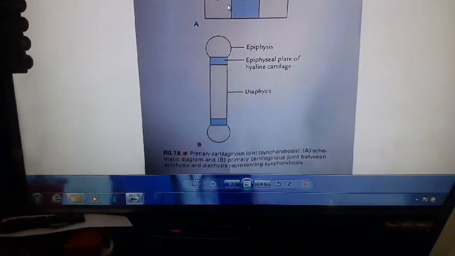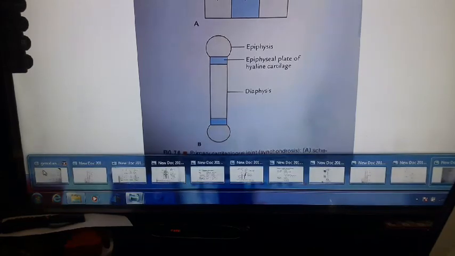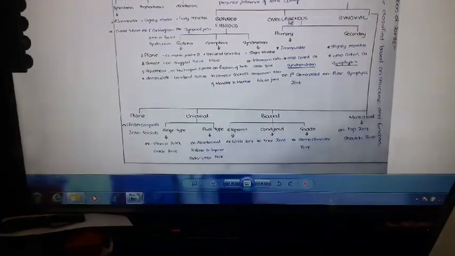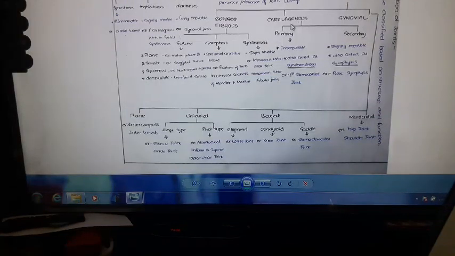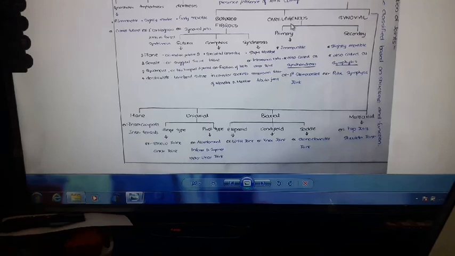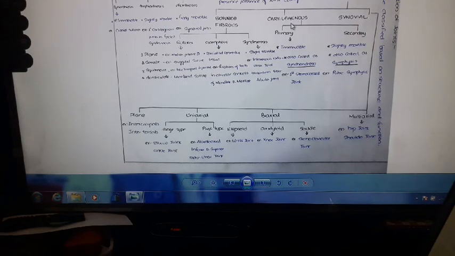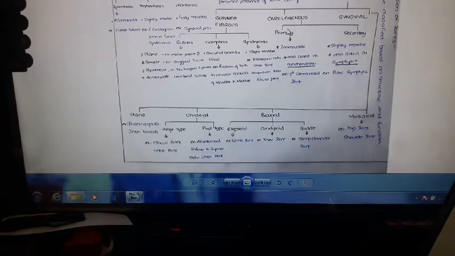Then come to the cartilaginous type. See here, the fibrous type is completed. This cartilaginous type again subdivides into two types. Number one is primary cartilaginous joints. Number two is secondary cartilaginous joints. This one is primary and this one is secondary.